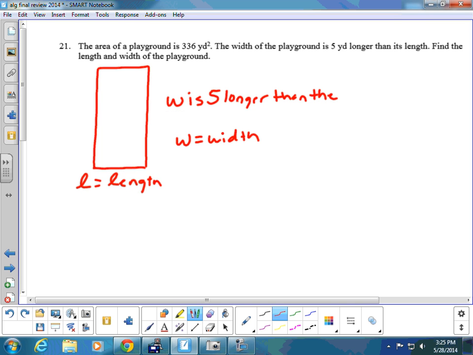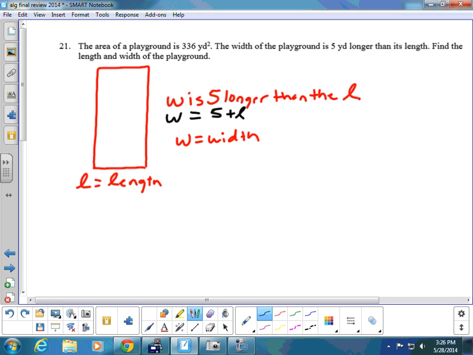Your job is, I'm going to put L for length. How do I write 5 meters longer than the length? Or how do I write this in math terms? W is 5 longer than L. So W, not only is it equal to the width, it's also equal to 5 plus L. And L, length, is just equal to L.